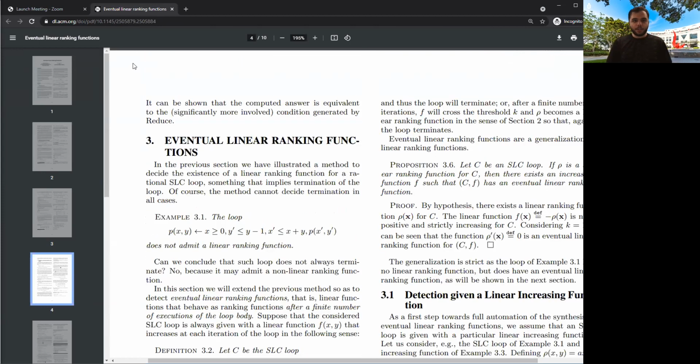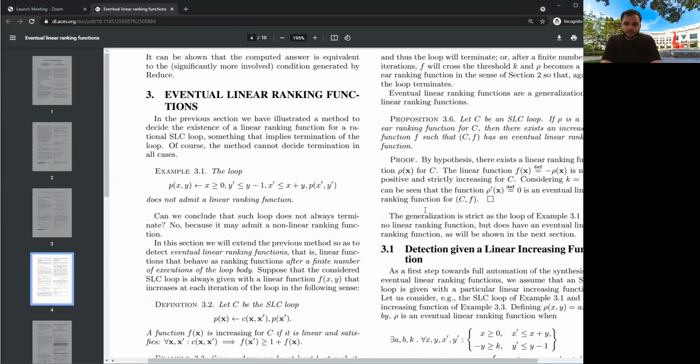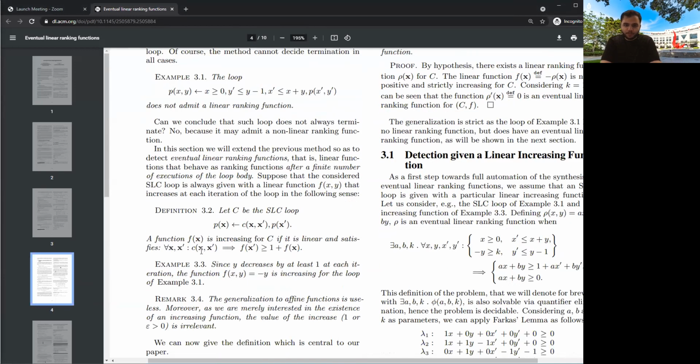Now I'm going to talk a little bit about some other techniques that we use when we don't have linear ranking functions. This paper was one of them. You can use two functions, and this is what they call an eventual ranking function. But there are some other prominent ideas as well. So let me switch to the visualizer and give you some other ideas.